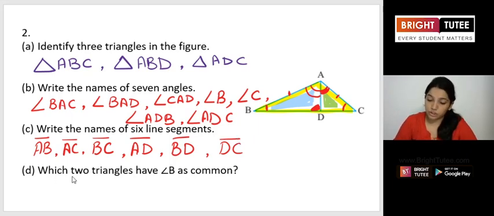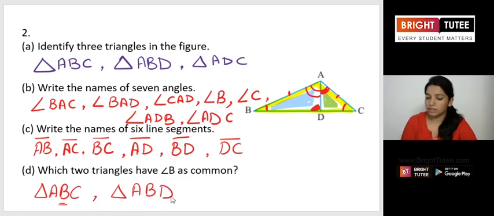Now the last one is which 2 triangles have angle B as common? So do you think any 2 triangles have got B as a common angle? Clearly, if we look at triangle ABC, here B is at the center because it is the particular point where the angle is being formed, and the other triangle is ABD. So these are the 2 triangles which have got angle B as the common point. I hope this makes clear the idea of triangles.